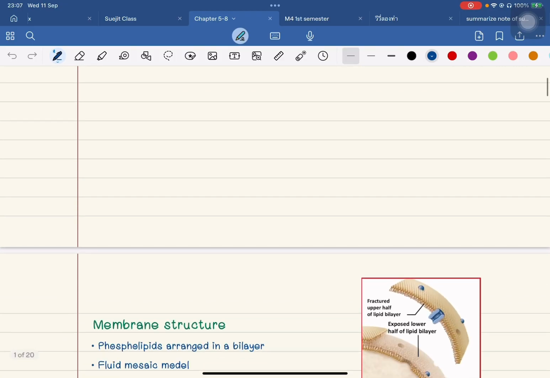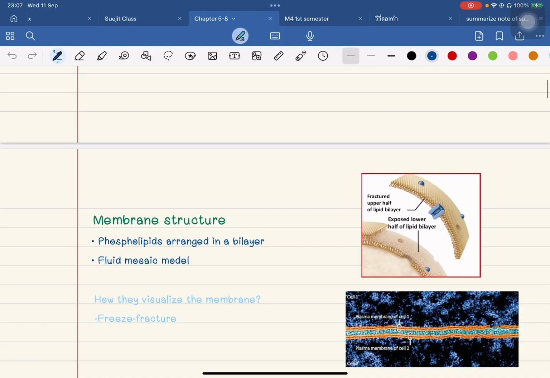So first we're going to learn about the membrane structures. It is the phospholipids that arrange in the bilayer, and it is called the fluid mosaic model. It was called fluid because of the phospholipids. It was not because the phospholipid is not a solid. It was kind of like a solid-liquid thing, so that's why.